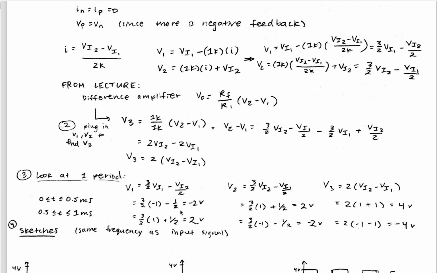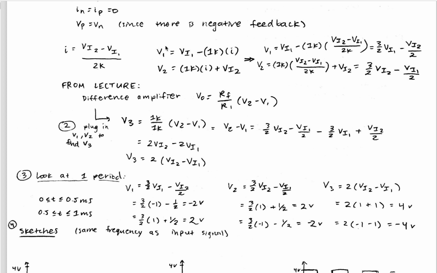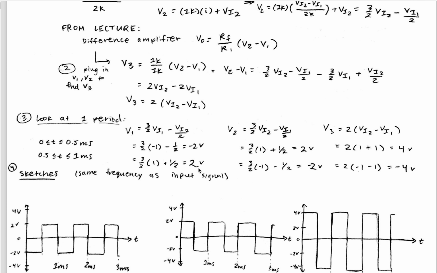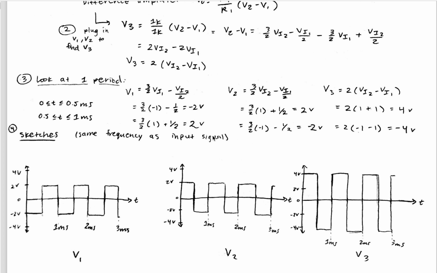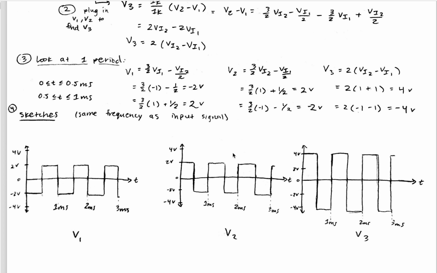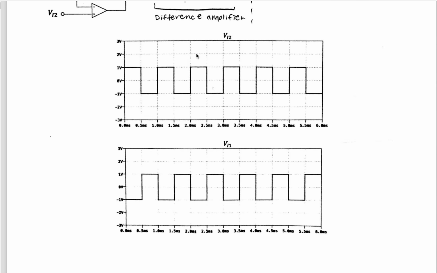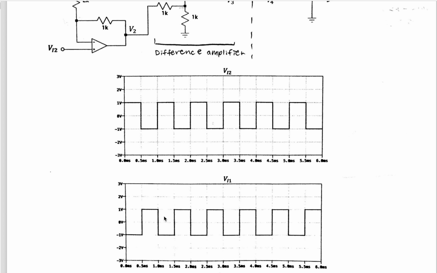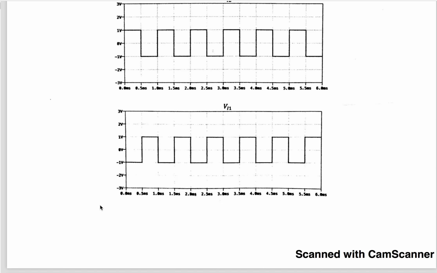So now we have three equations for each, so V1, V2, and V3, and these are all in terms of VI2 and VI1. So now we want to sketch the graphs for each of these voltage points, and we can do this by looking at VI2 and VI1, which from the beginning we know are these two square wave functions that are opposite of each other.